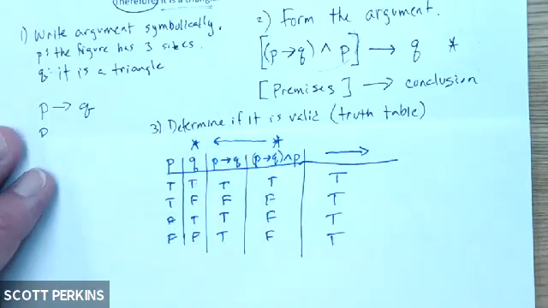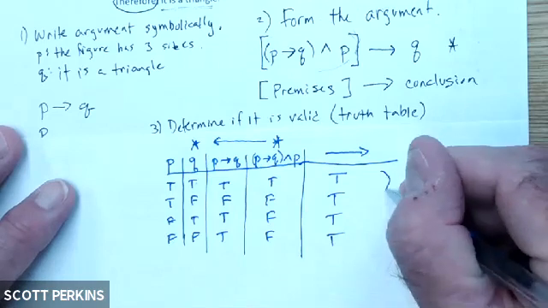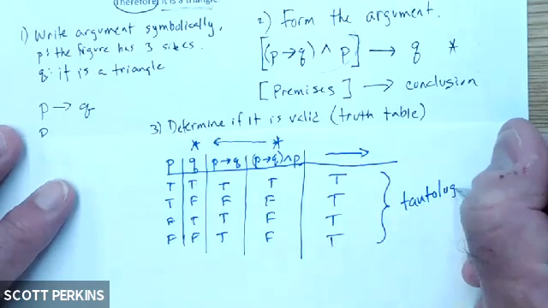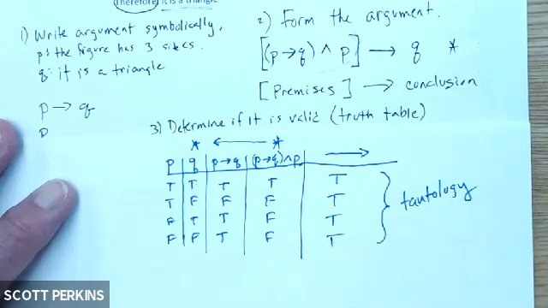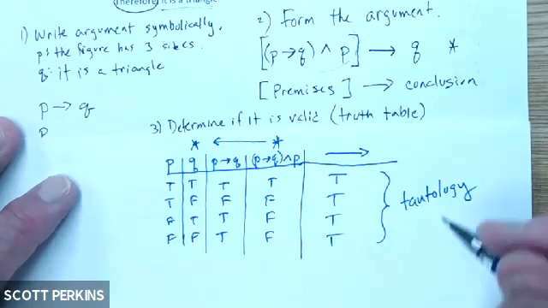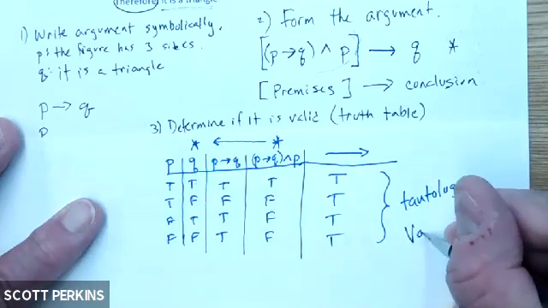And so the way that you know if an argument is valid is if you end up with a tautology. And if you were here the day we defined a tautology, tautology is just the fancy math word for the last column is all trues. If you get a tautology, then what you have is a valid argument.